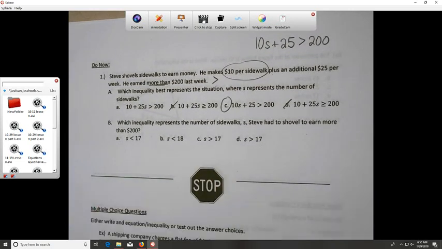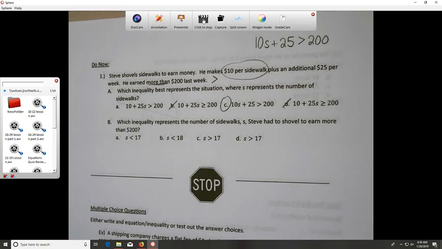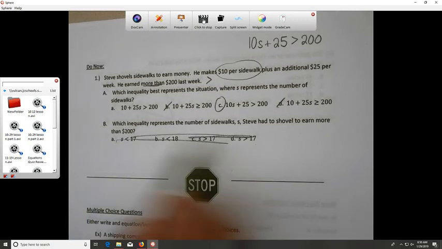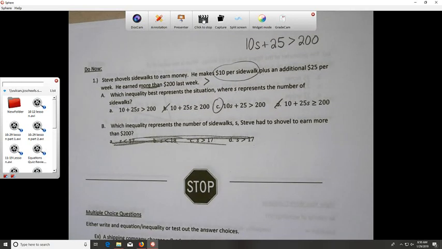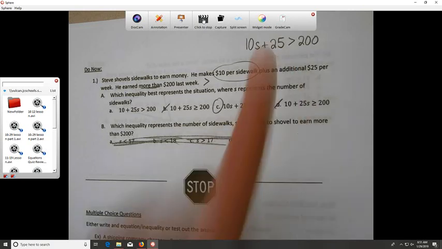The second part of this, I messed up when I was typing the multiple choice answers, so we'll ignore those for a second. And it says, which inequality represents the number of sidewalks S Steve had to shovel to earn more than $200? So instead of answering that question, we'll just look at what's the minimum number of sidewalks he would have had to shovel. So basically this was just asking you to solve your inequality.